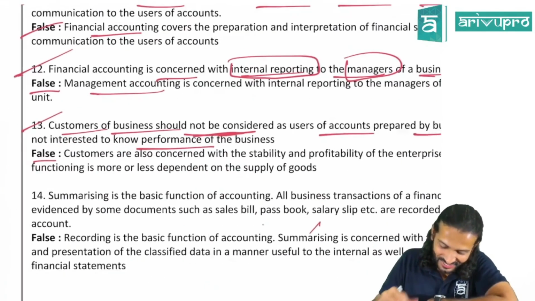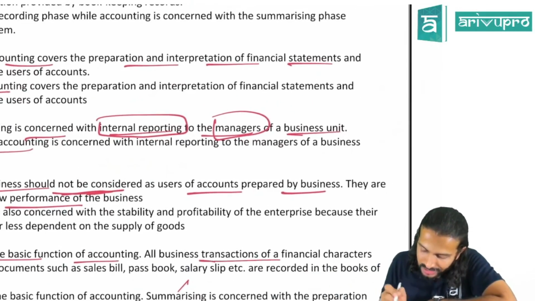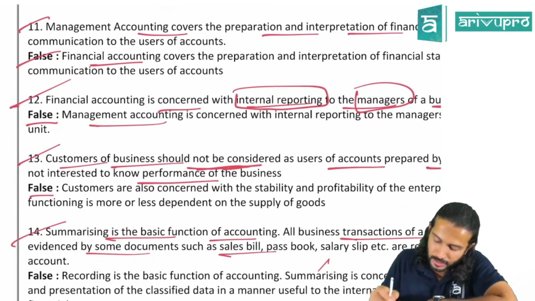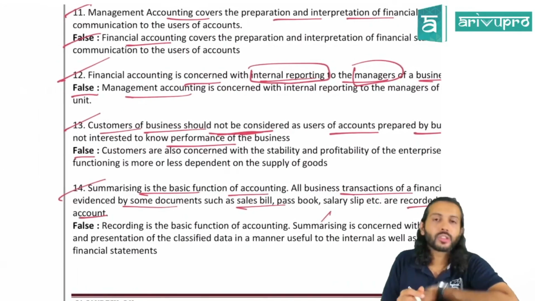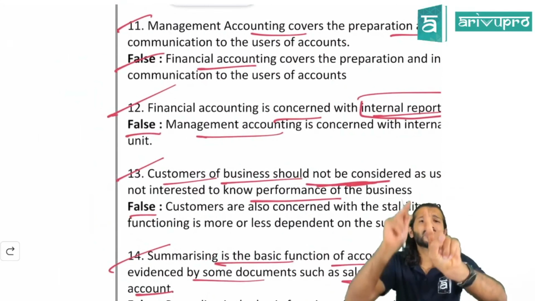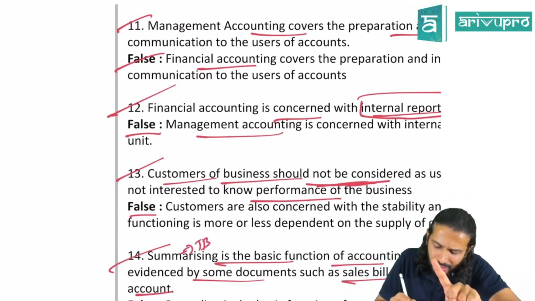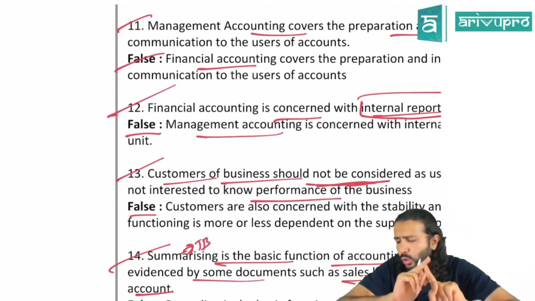Okay, awesome. Next, summarizing is the basic function of accounting. All the business transactions of financial characteristics evidenced by some documents such as sales bills, passbook, sales slip, salary slip are recorded in the books of accounts. Sir, is summarizing the basic function of accounting, or what is the first function of accounting? Summarizing means preparing trial balance. First only you will prepare trial balance, or what is the first thing you do?